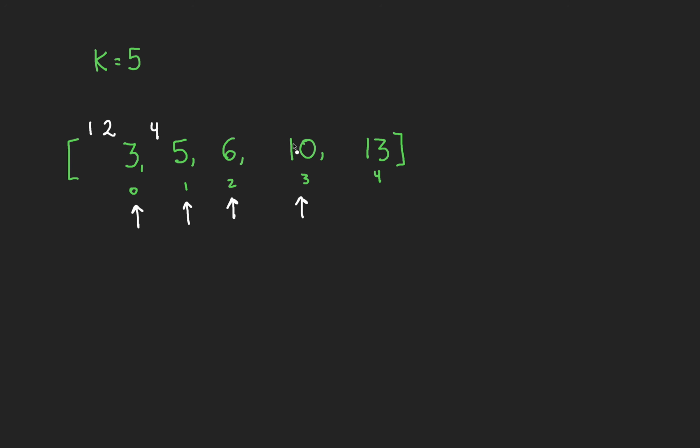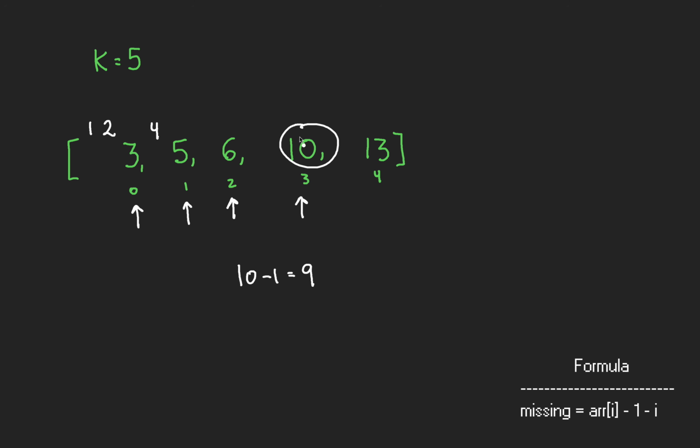I'll put it here for reference. We subtract 1 from 10 because there are 9 positive numbers before 10. And then we minus the current index of 3 because there are 3 numbers not missing to its left, namely the 3, 5, and 6. Doing so, we'll get 6 missing numbers.